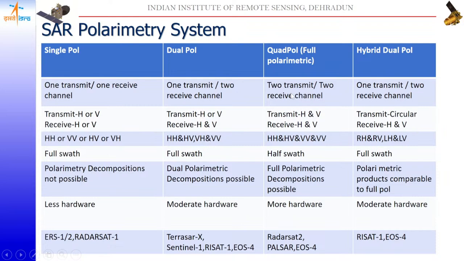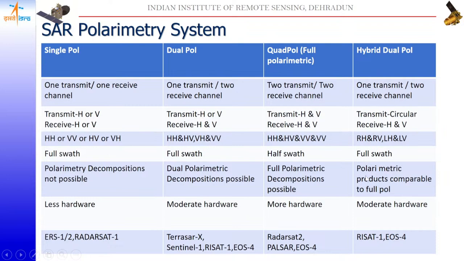In quad pole, we transmit H and V and receive H and V. So we have all four combinations: HH, HV, VV and VH. If we use all the images, it comes with a compromise on swath. We divide the beam into two beams, so we compromise with half the swath. It is fully polarimetric, we can do fully polarimetric decompositions, and more hardware is required, like RADARSAT-2, PALSAR, and EOS-4 has quad pole and hybrid dual pole.